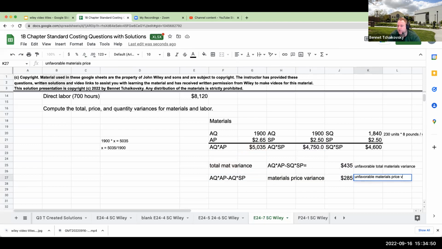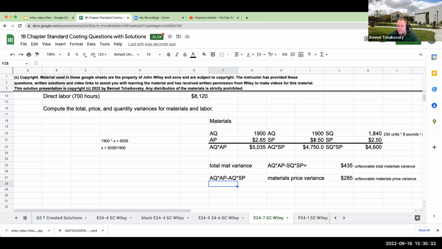Why is this materials price variance unfavorable? Well, I spent $2.65 per pound. Remember, I'm leaving the actual quantity constant, focusing on the price. So I'm spending more per pound than I should have been. So this is going to be unfavorable. One moment. Okay. So now let's go ahead and focus on the quantity variance.